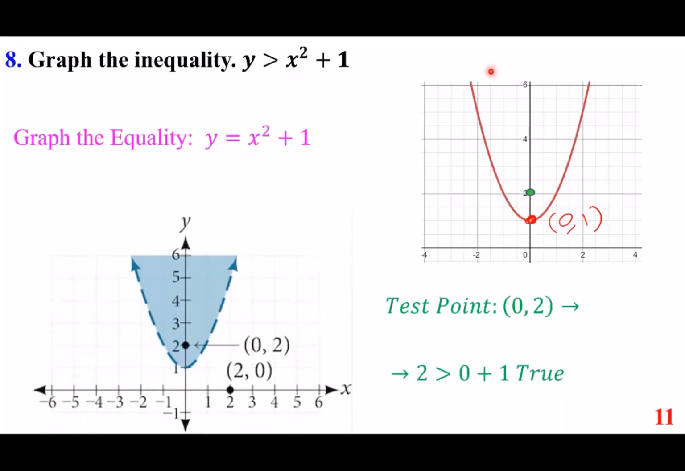By the way, if you pick a number such as this one, 2, 0, you see that gives you a false statement here. So you can try it if you want.